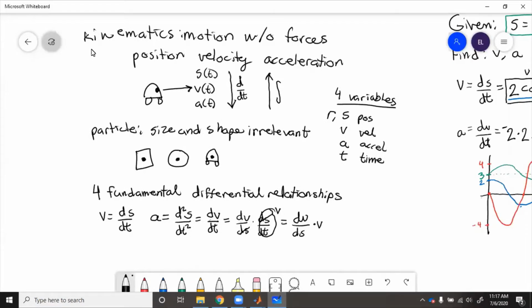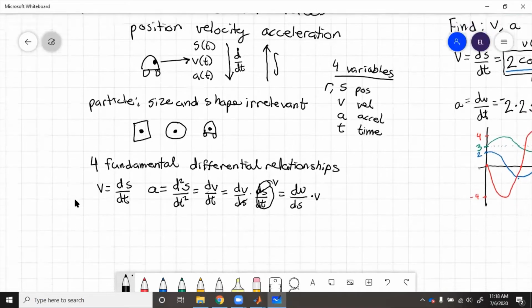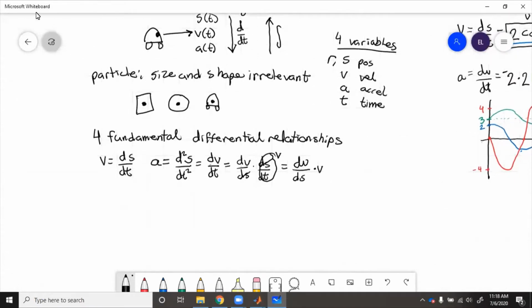So here we did kinematics is motion without forces. The particle is when size and shape do not matter. And we learned how you get position, velocity, and acceleration by taking derivatives and integrals using these 4 fundamental differential relationships. And if you note, all of these are scalars here. That means they are one-dimensional. So this is for rectilinear motion. So there are different types of motion, but rectilinear is one-dimensional.